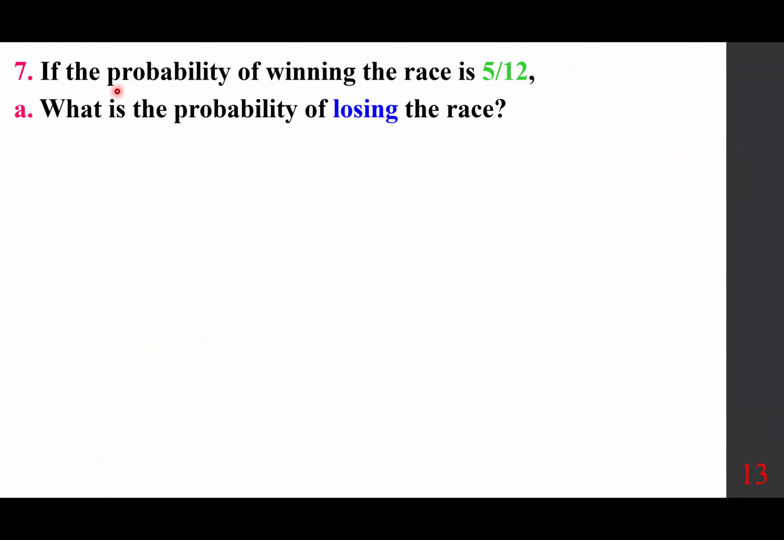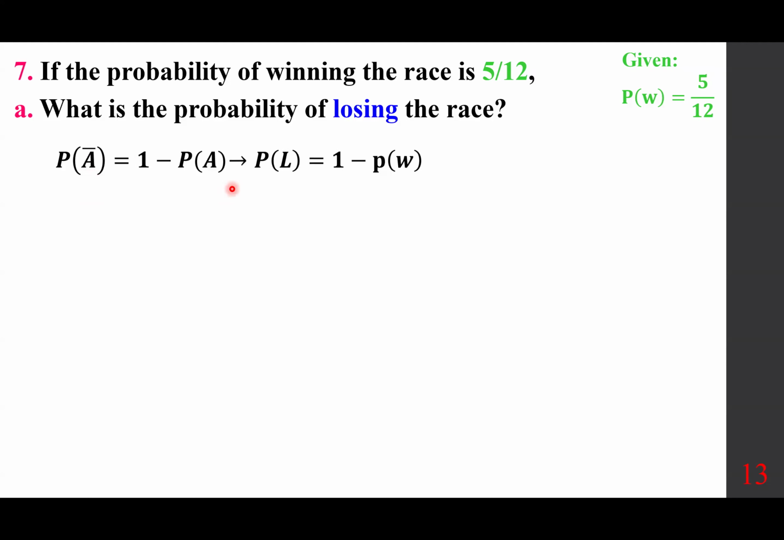If the probability of winning the race is 5 over 12, what is the probability of losing? We are going to go with the complementary event. Given P of W, W stands for winning, is 5 over 12, then the probability of A naught, the complement to A, is 1 minus P of A, and therefore P of losing is 1 minus P of W. 1 minus 5 over 12 is the answer, which gives us 7 over 12.